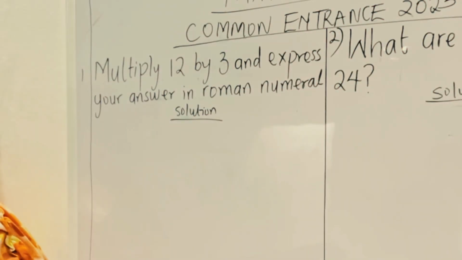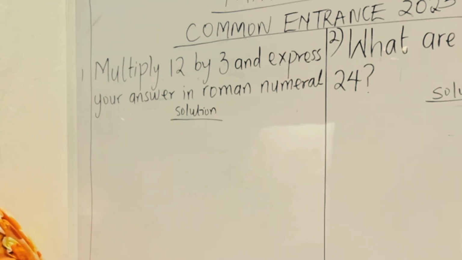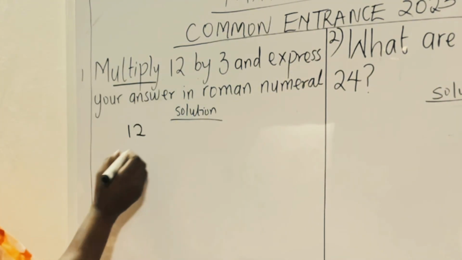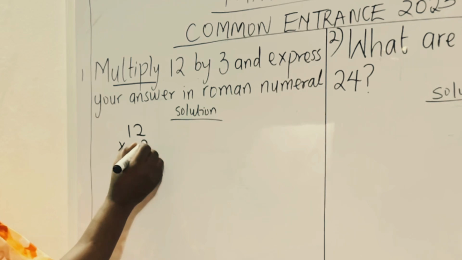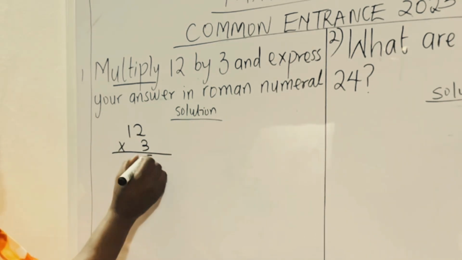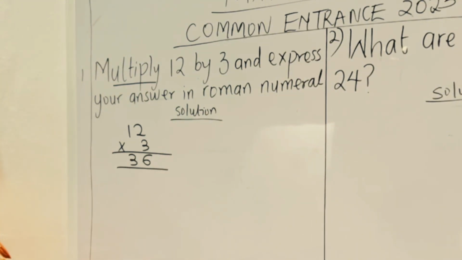Question 1 says, multiply 12 by 3 and express your answer in Roman numeral. So let's go. We have 12. The first step is to multiply 12 times 3. 3 times 2 is 6. 3 times 1 is 3. So the answer is 36.